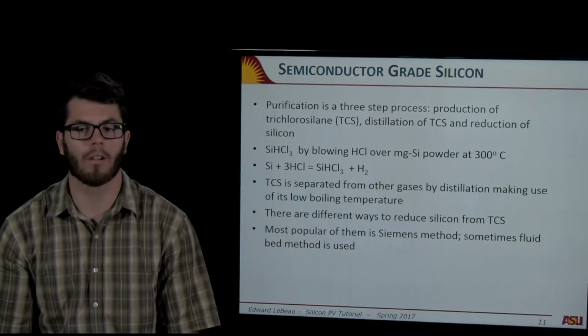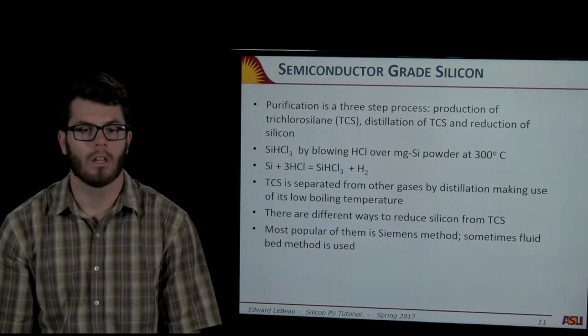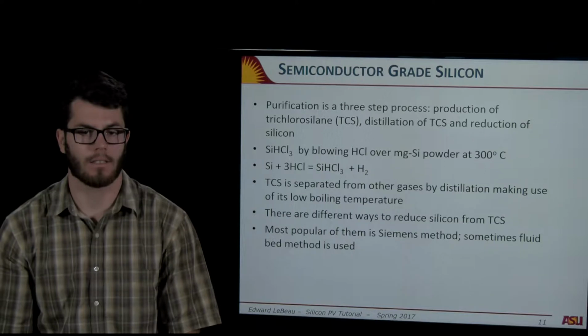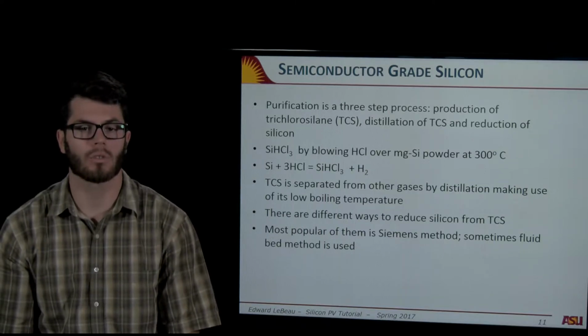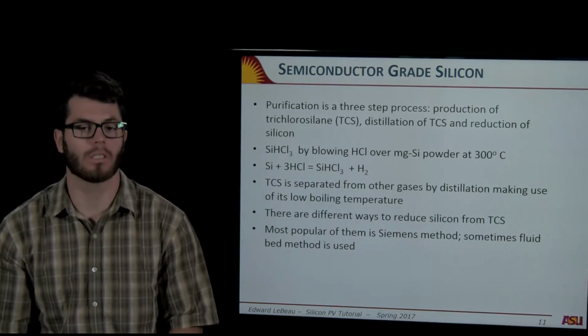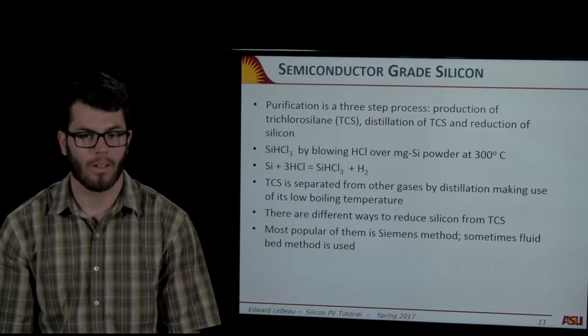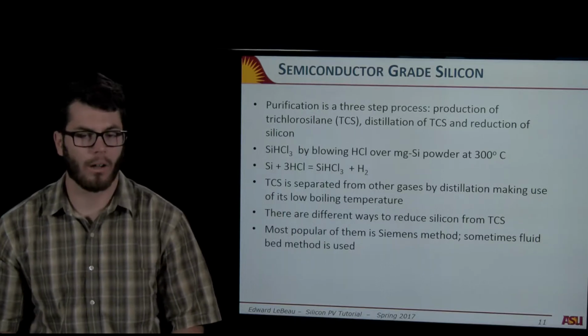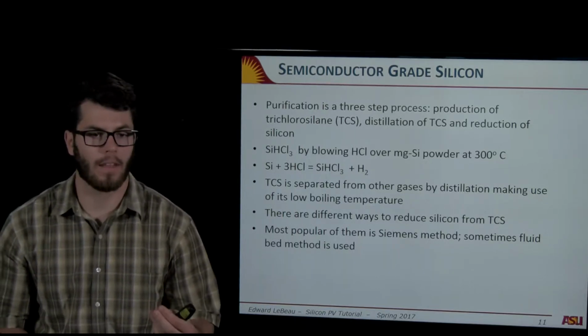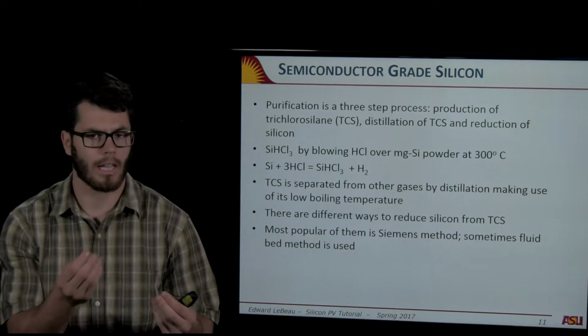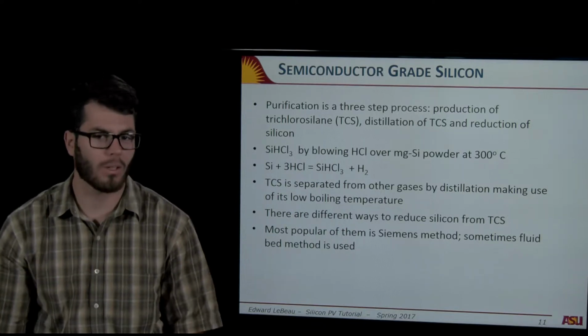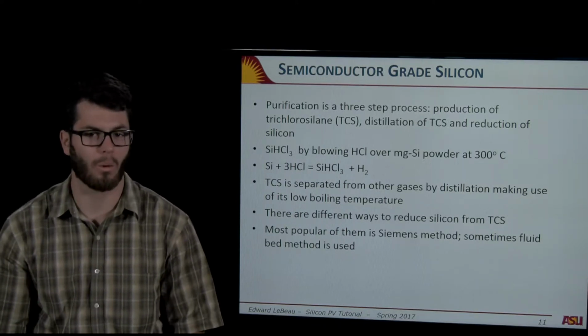So now that we have our mostly silicon, we have a three-step process. The first thing we create is trichlorosilane, or TCS. Then we distill it, and then we reduce it to silicon. So it's kind of confusing. Why are we taking this mostly pure silicon and then adding contaminants to it? Well, we've got to go one step backwards to go two steps forwards here.